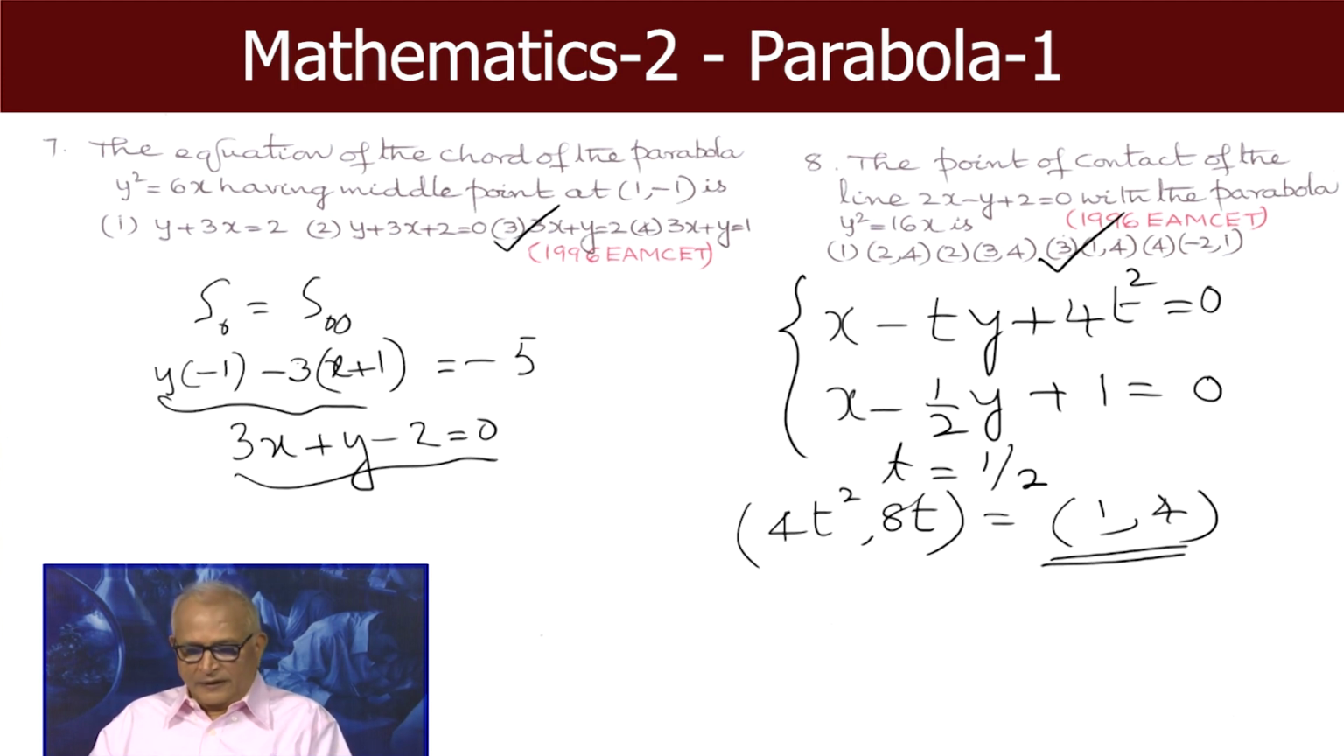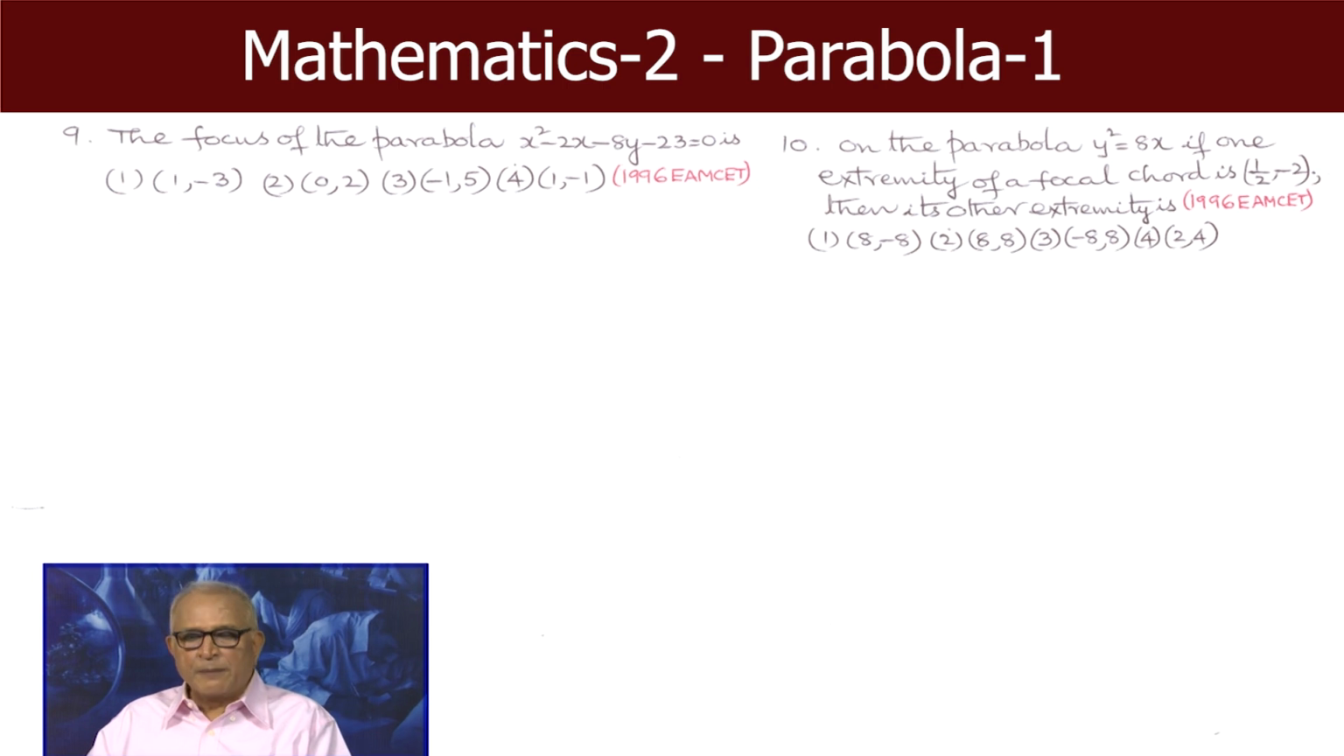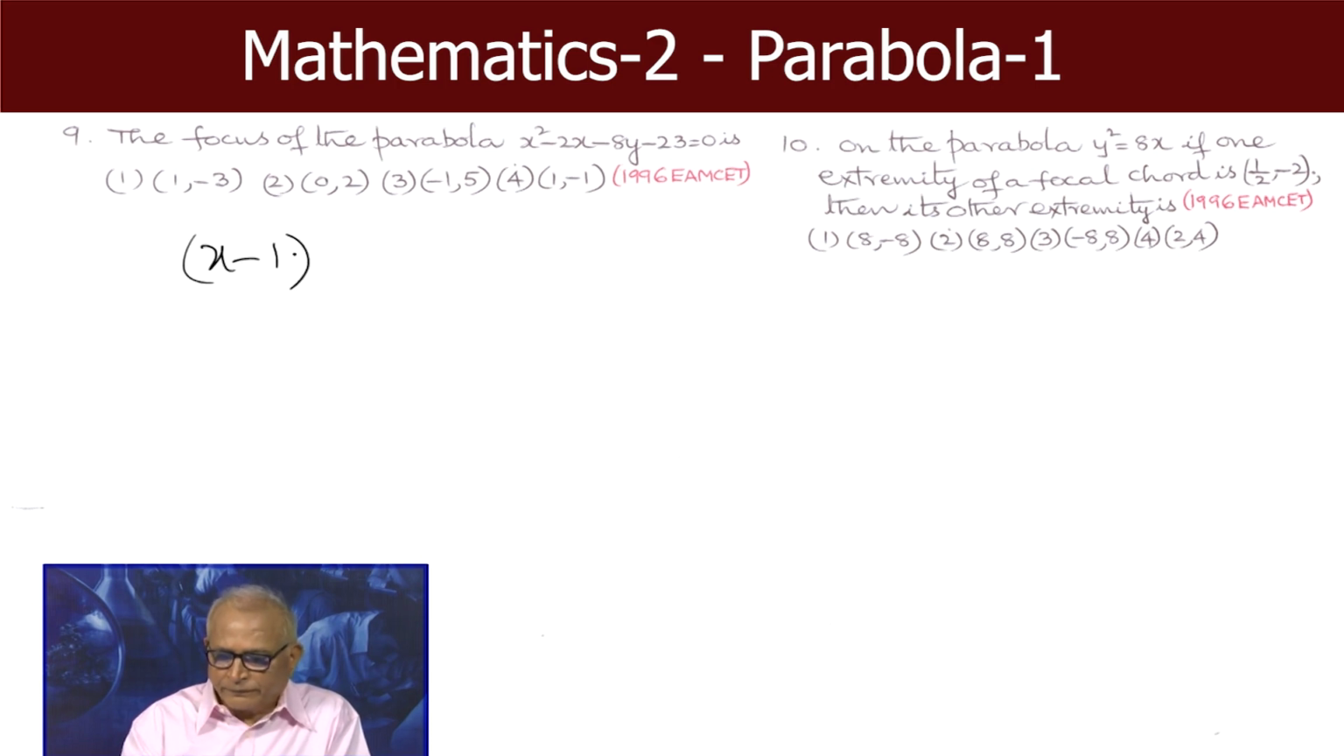Follow? Next, 9. The focus of the parabola x square minus 2x minus 8y minus 23 equal to 0 is. Once again, let us try to reduce this to one of the standard forms. X minus 1 whole square is equal to 8 into y plus 3.